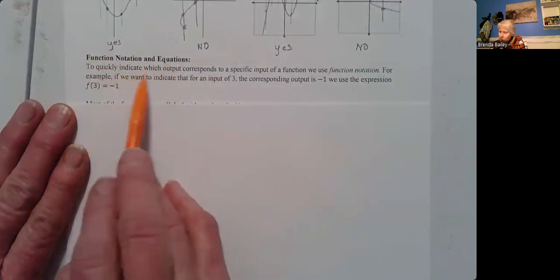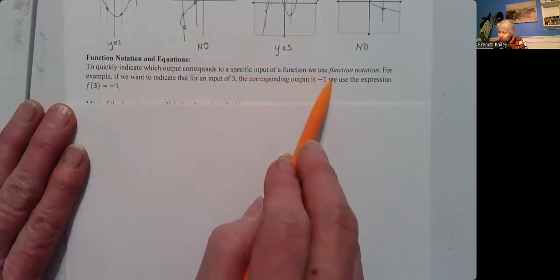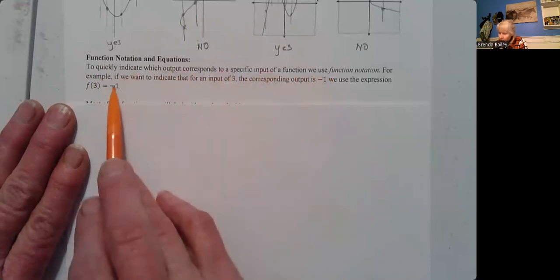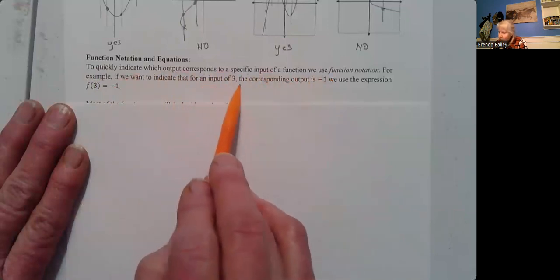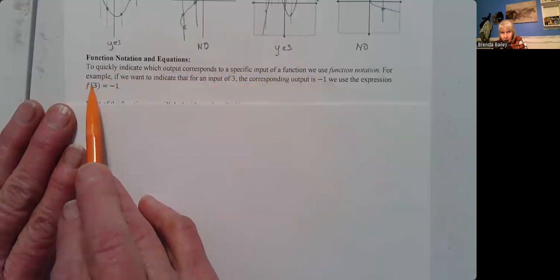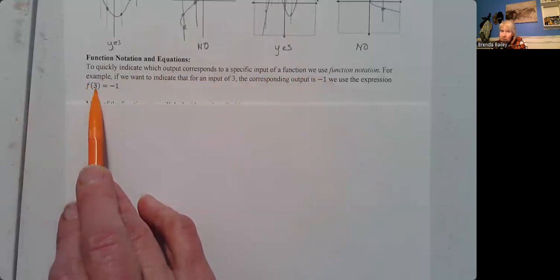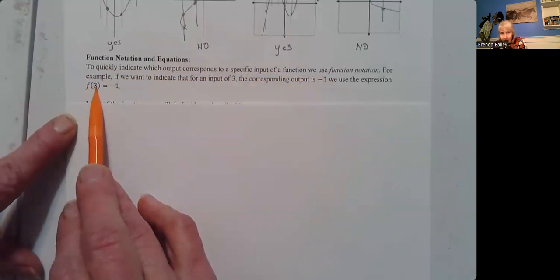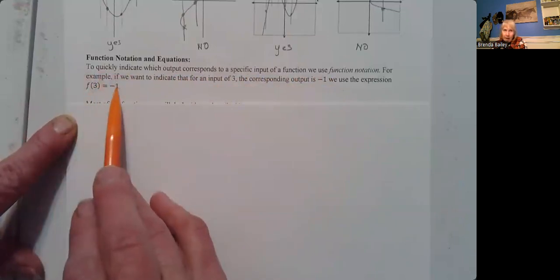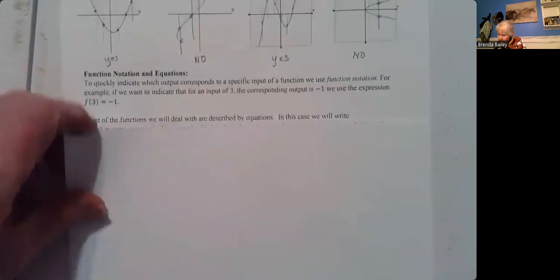To quickly indicate which output corresponds to a specific input of a function, we use function notation, which is what we just talked about. For example, if we want to indicate that for an input of 3, the corresponding output is -1, we use the expression, so you're putting the 3 into the function, in for the x's. Generally it's x's, that way it's easier to graph, but it doesn't have to be. We're going to put a 3 in for all the x's into the function, whatever it happened to be, and we're going to get a -1. Our last example, like g of x, we put in a 3 and got an 11. So let's keep going.